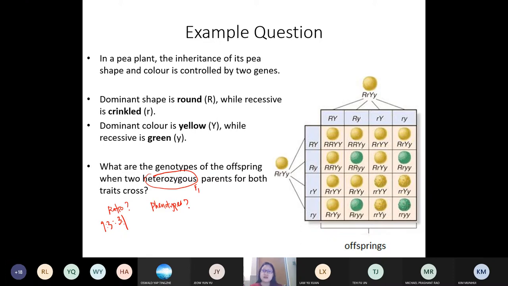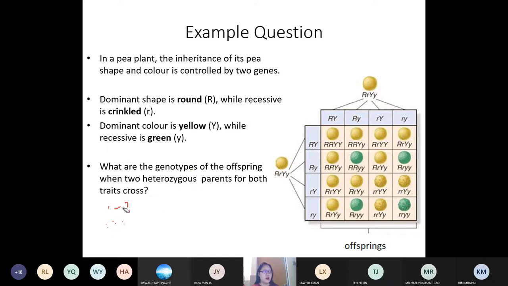Right, let's check that. So yellow round, is this yellow round? Yes, this is yellow round, because yellow and round is dominant, that is 9. And then there is round but green, and then crinkle but yellow, and in the end crinkle but green. Very nice. So I hope everyone got that.